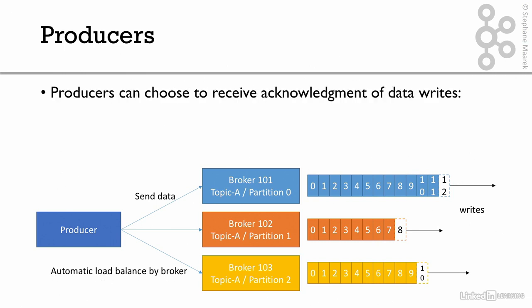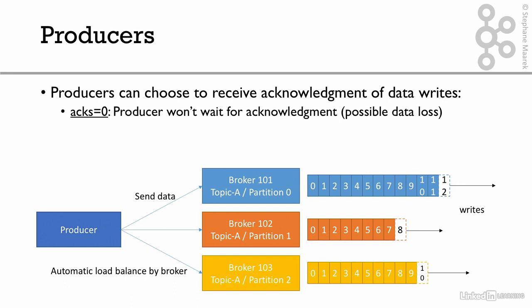Before we go into load balancing and keys, let's look at how the producer can write. The producer can choose to receive acknowledgement of data writes. Acknowledgement is a synonym for confirmation, and there are 3 acknowledgement modes. acks=0 means the producer just sends the data and will not wait for acknowledgements. In that case, there's possible data loss. If you send the data and the broker is down, we don't know about it because we don't get an acknowledgement, and we lose the data. This is tricky, and we'll see examples in which acks=0 is used, but it's very dangerous.